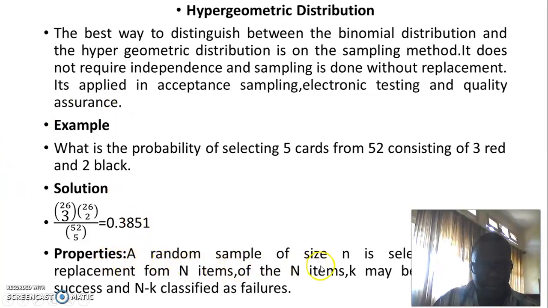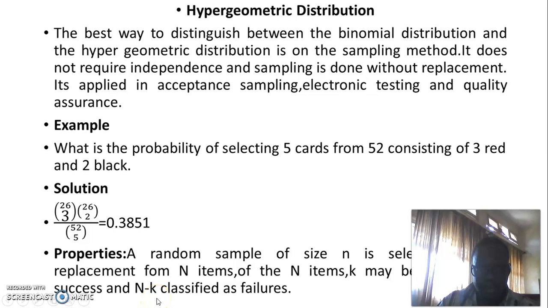Properties. A random sample of size n is selected without replacement from N items. Of the N items, k may be classified as success and N minus k can be classified as failure. If a random sample is selected without replacement, okay? Without replacement. Remember that the hypergeometric distribution is done without what? Replacement. Whereas the binomial distribution is done with replacement.